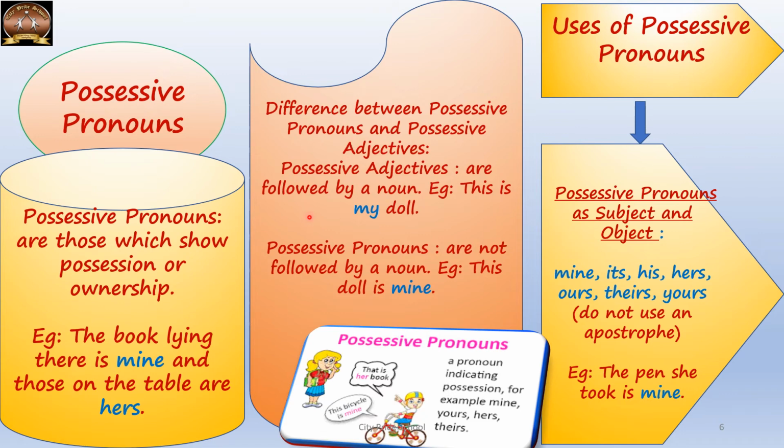So let's understand it better with an example. This is my doll. Now, as I said, an adjective will always be immediately followed by a noun. So here my has doll immediately after it. So my becomes a possessive adjective. And in this sentence, this doll is mine. Now we do not have any noun just after mine. So mine becomes a possessive pronoun.